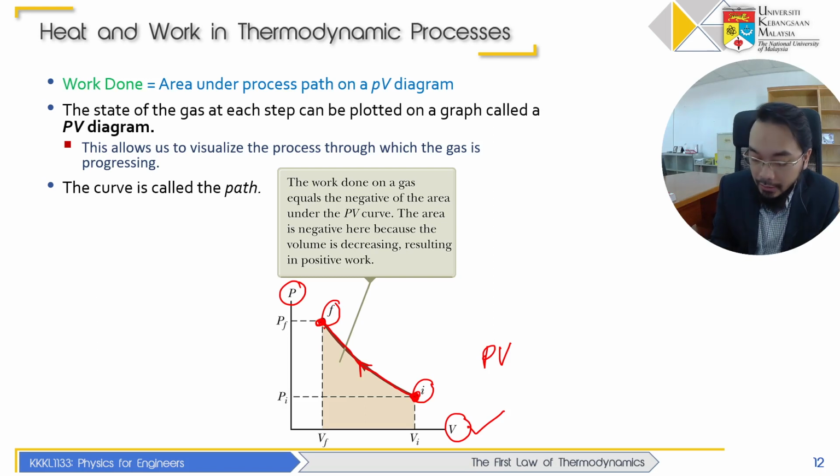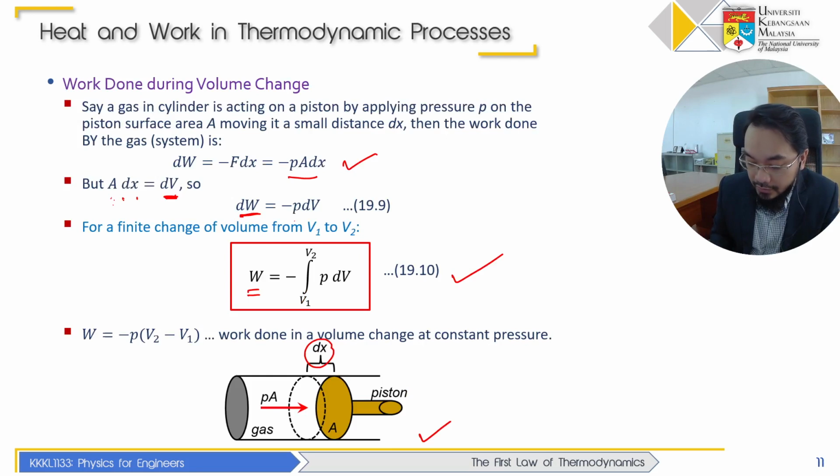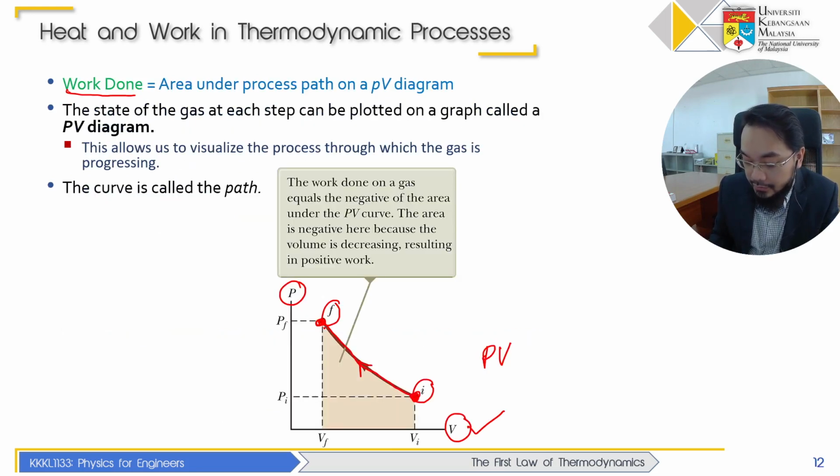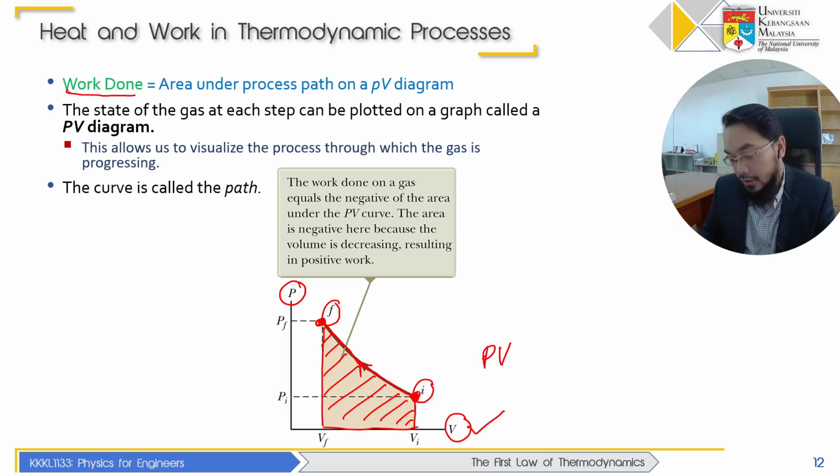Now, to calculate the work done based on the equation that we looked at just now, this integration is actually just the calculation of the area under the PV curve. So the area under the curve is actually the work done. Okay, so that's how you calculate. If you use the equation, effectively you are calculating the area under this PV curve.